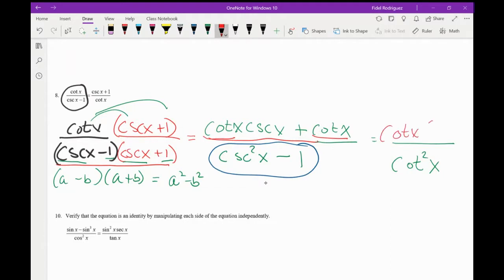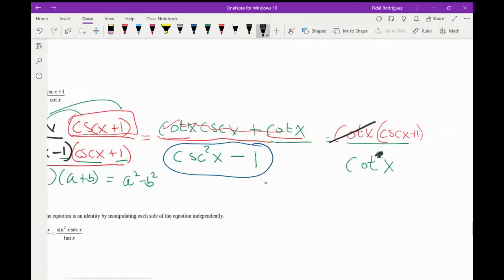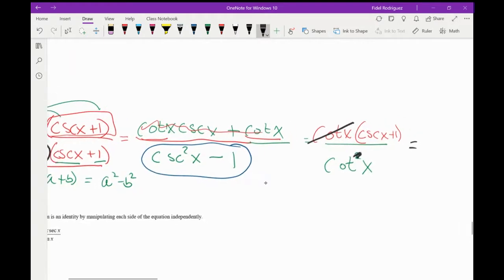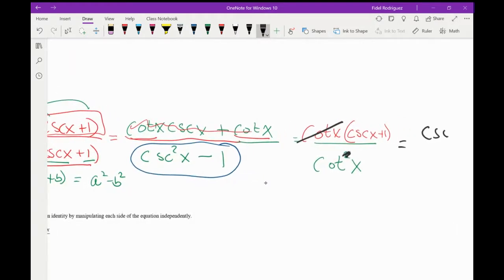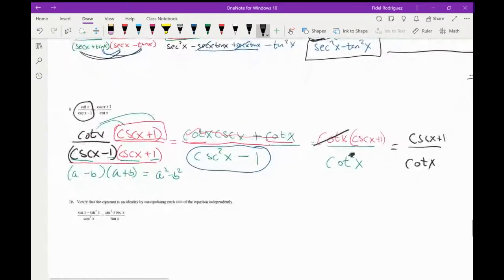Let's leave the cotangent x out in the front so that we'll have this piece here. So I'm going to pretend like I didn't actually multiply that stuff out. Like I'm going to pretend like I didn't really do this step. And why do I want to do that? What will happen with this cotangent and one of those? They'll cancel. And look what we end up with. What do we still have on the top? Cosecant x plus 1. What do we still have on the bottom? Cotangent of x. And isn't that what we had?